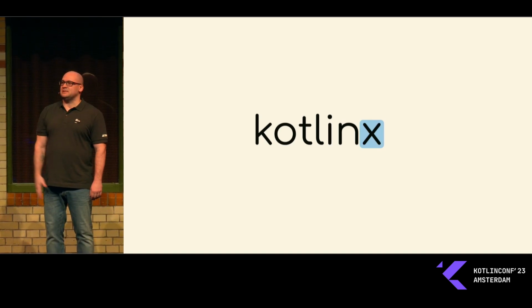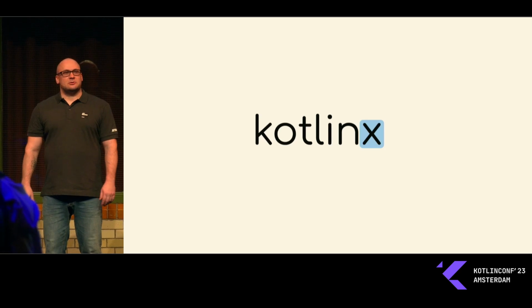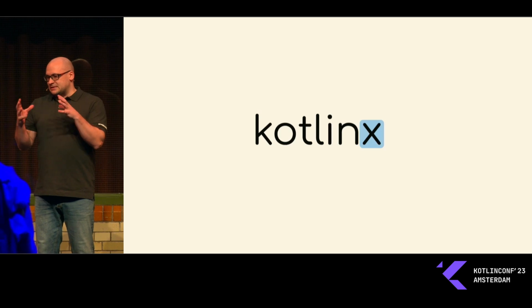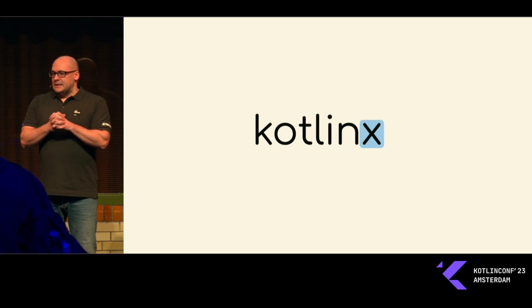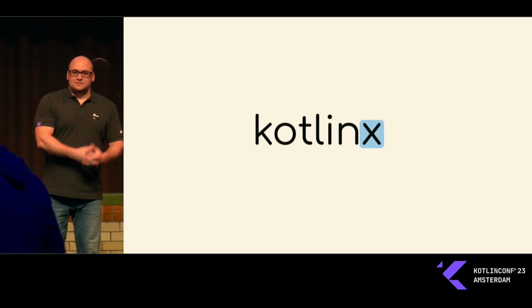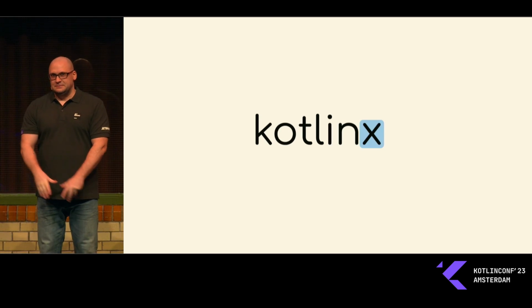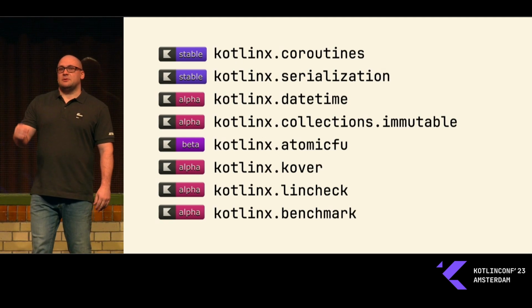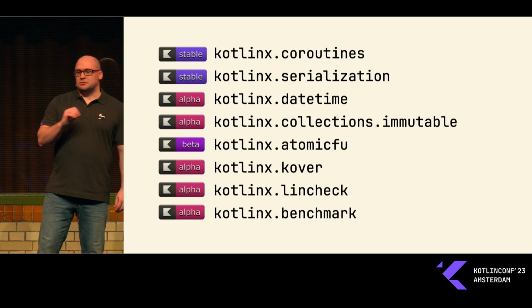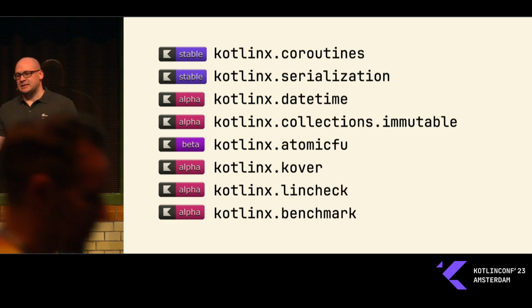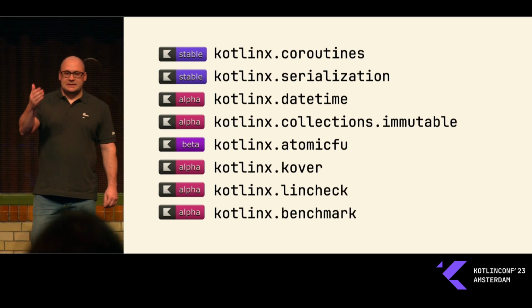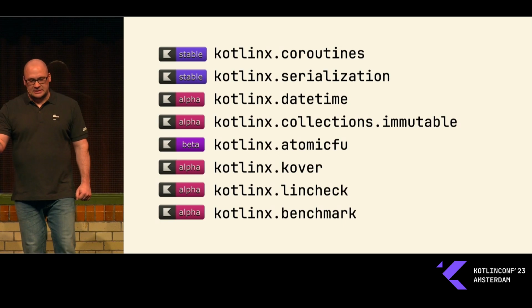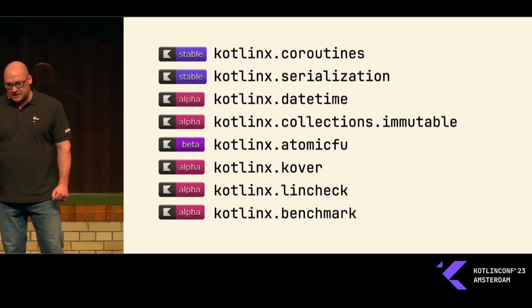X stands for extensions. This is a set of libraries developed by the Kotlin team. They are all multi-platform. And these are kind of the core libraries that are not obligatory. They're optional. If you go to the GitHub account of Kotlin, you find a list of those projects. Those are not only libraries but also useful tools like Kover, lint check, and the benchmark repository, but most of them are libraries that you can just include in your project. Some of them are configured as compiler plugins.